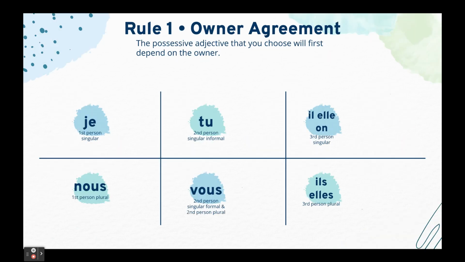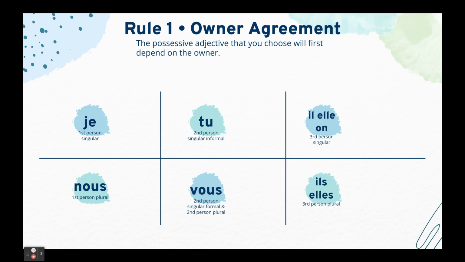Rule number 1, owner agreement. The possessive adjective that you choose will first depend on the owner. So let's look at our subject pronouns. There are 9 of them in French. So the first one being je is our first person singular pronoun. Tu is second person singular, but it's informal. Remember, vous can also be second person singular, but in a formal context.